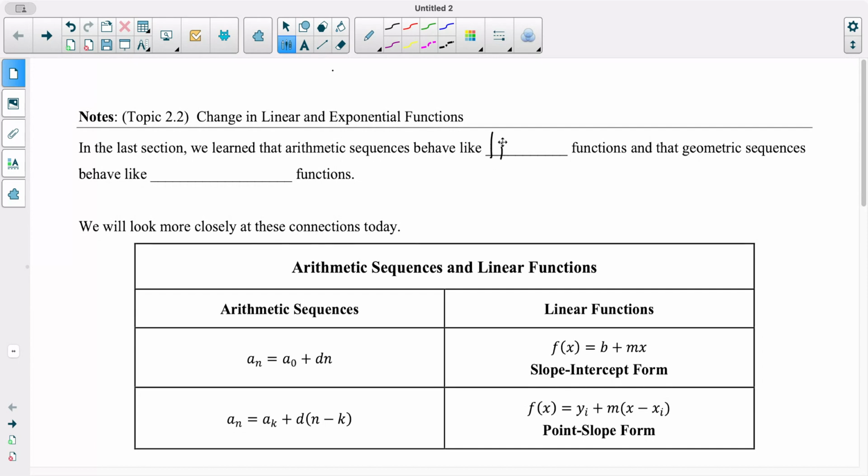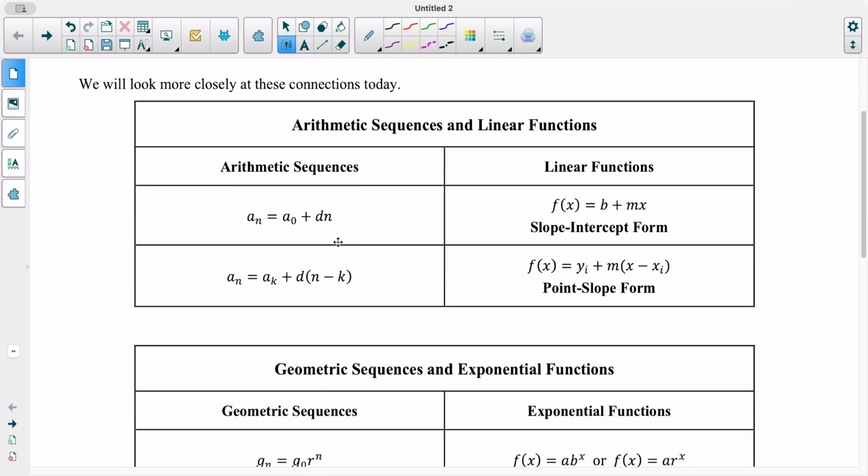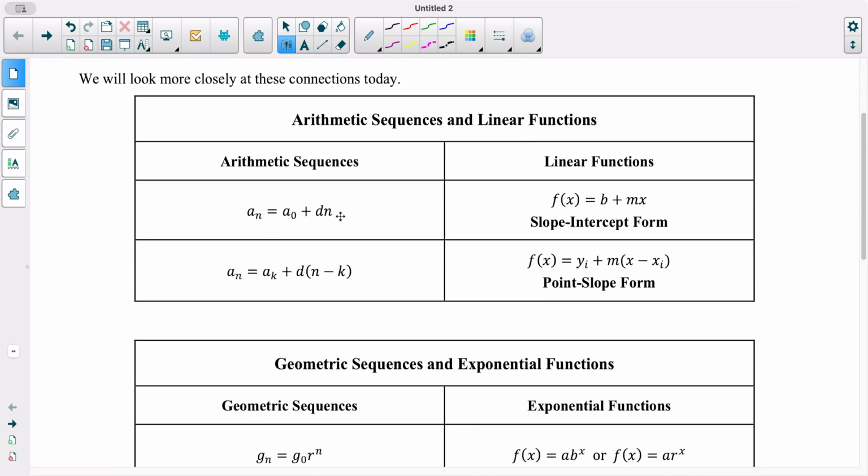Okay, so arithmetic behaves like linear and geometric behave like exponential. We already know this, but without connecting the dots. Okay, so again, I'll scroll slowly so you can pause, copy down whatever it is you need. We've already got both of these forms. And again, slope-intercept and point-slope form. We've already talked about how those are pretty much the same thing as far as when you substitute in.